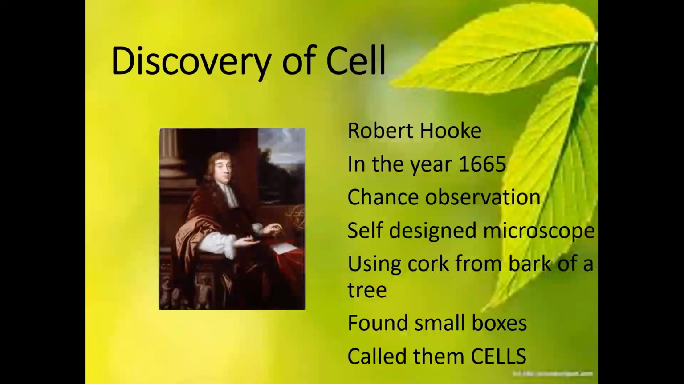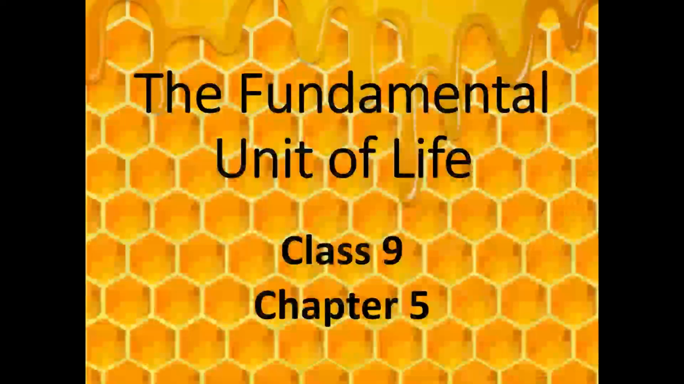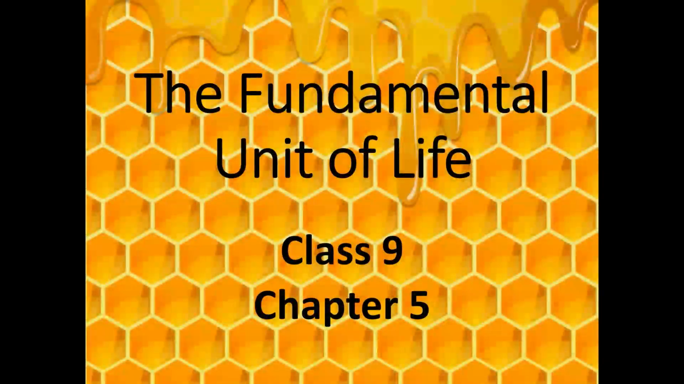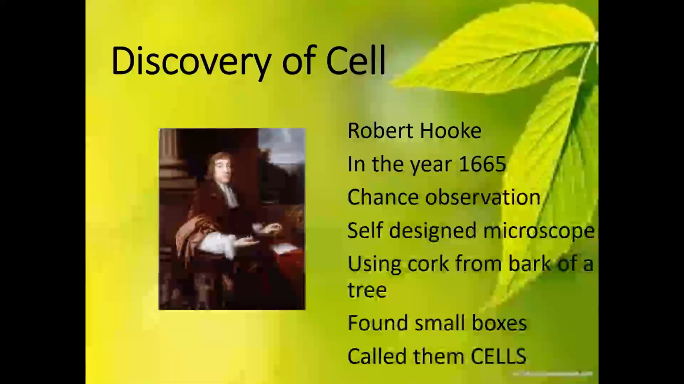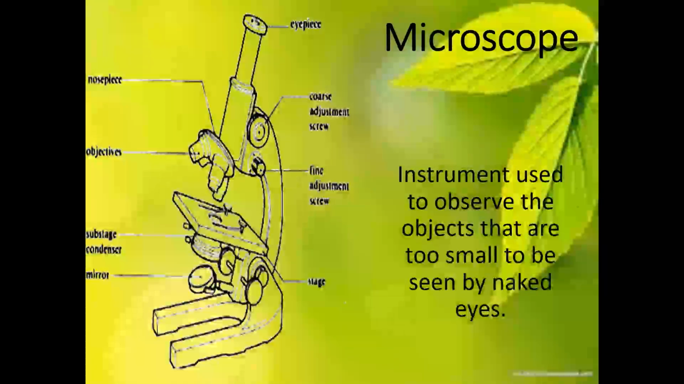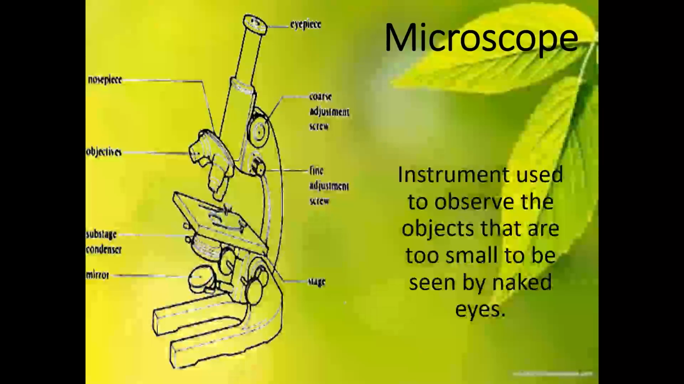So let us discuss more about these cells, small boxes which appeared to him as a honeycomb, just as you will observe in this slide. It appeared as a honeycomb and he called those small rooms cells. He is Robert Hooke, who discovered the cell in the year 1665. In order to observe the cell, he used a self-designed microscope.